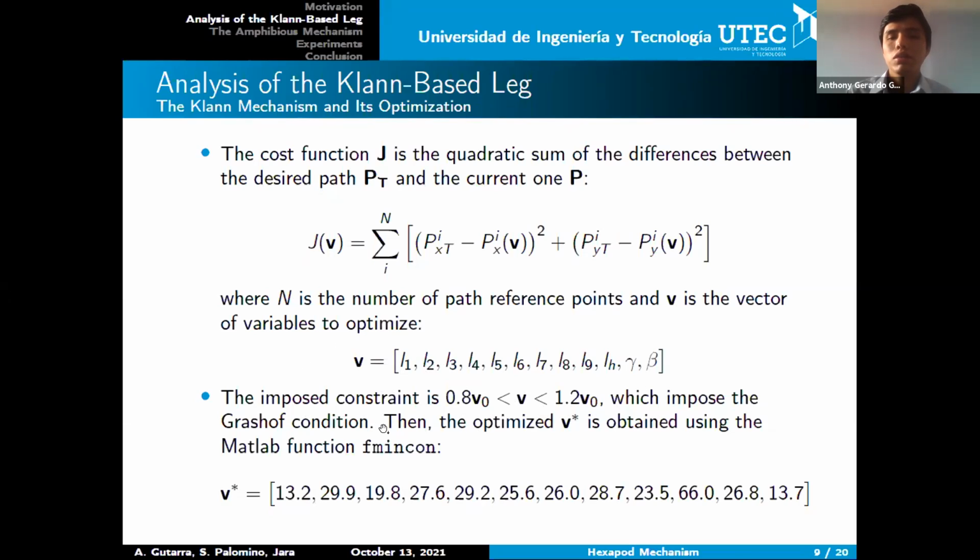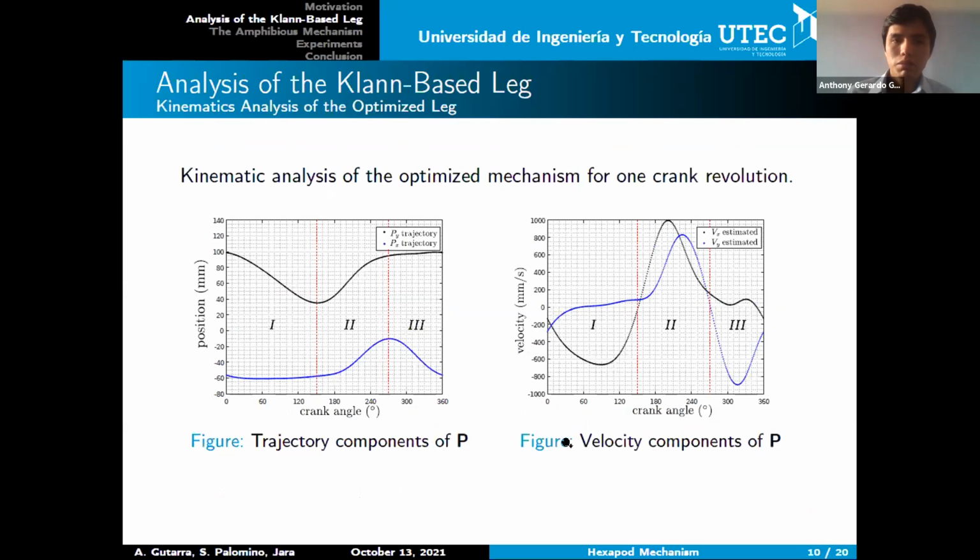The imposed constraint is in the range of plus or minus 20% of the initial value, V0, which imposes the Grashof condition. The optimized vector V is obtained using a MATLAB function, fmincon, which is a gradient-based optimization method that requires the initial values that we use considering the standard crank mechanism. And the values shown here represent the optimized values of the mechanism.